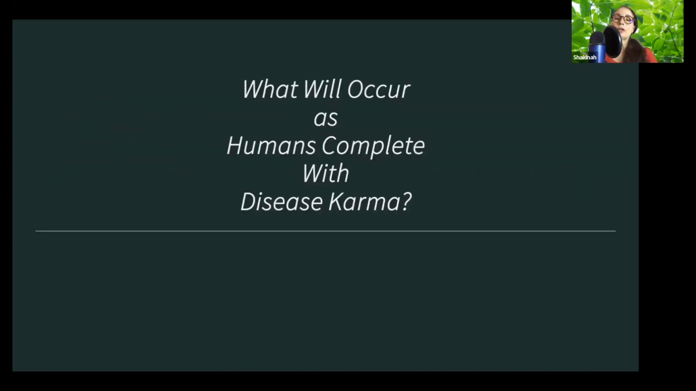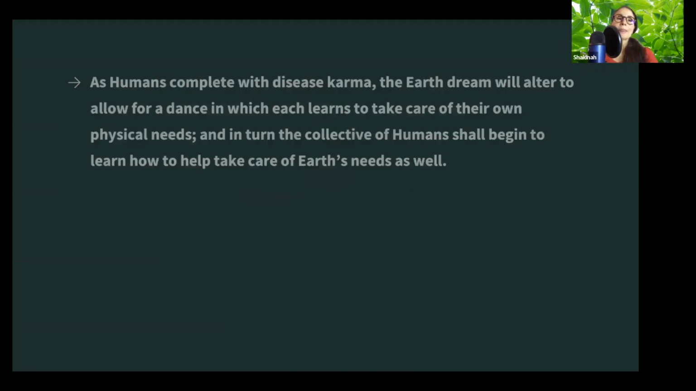What will occur as humans complete with disease karma? Great question. As humans complete with disease karma, the earth dream will alter to allow for a dance in which each learns to take care of their own physical needs. And in turn, the collective of humans shall begin to learn how to help take care of Earth's needs as well.